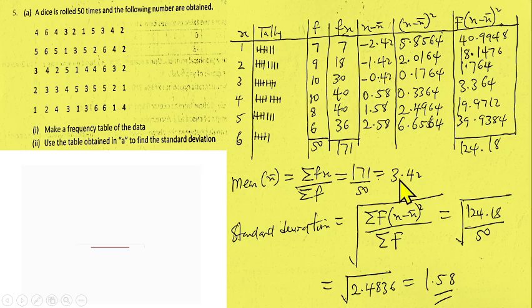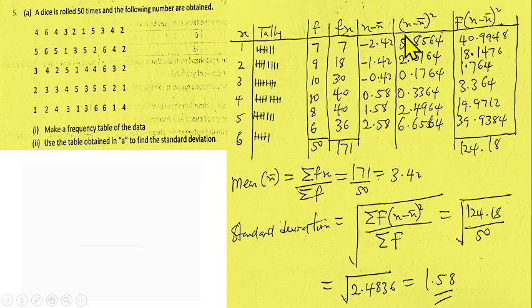You have 3 minus 3.42. That gives us a minus 0.42. We have 4 minus 3.42. That gives us 0.58. We have 5 minus 3.42. That gives us 1.58. We have 6 minus 3.42. That gives us 2.58. Then after that we need to square our answer, x minus x bar squared.